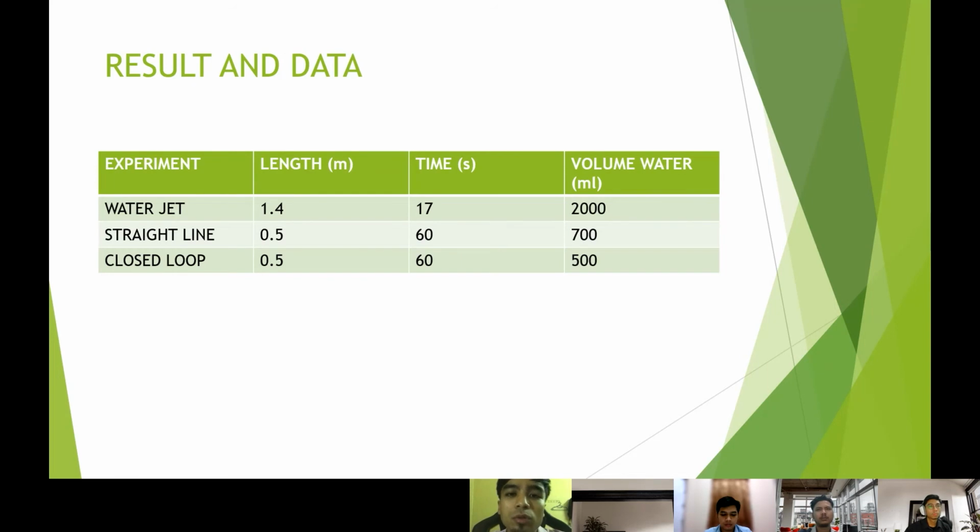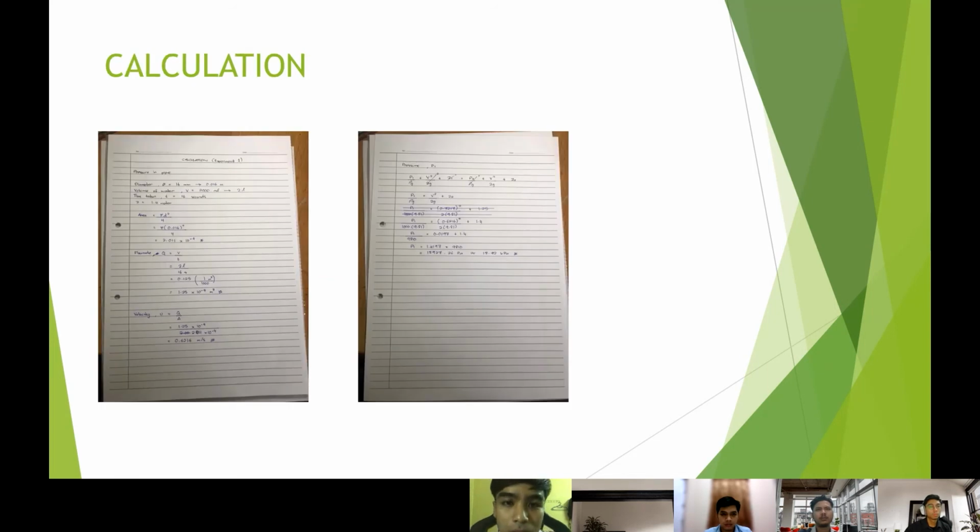Okay, next we go to the calculation part. For the first experiment, we can find the flow rate, velocity, and pressure of the water.